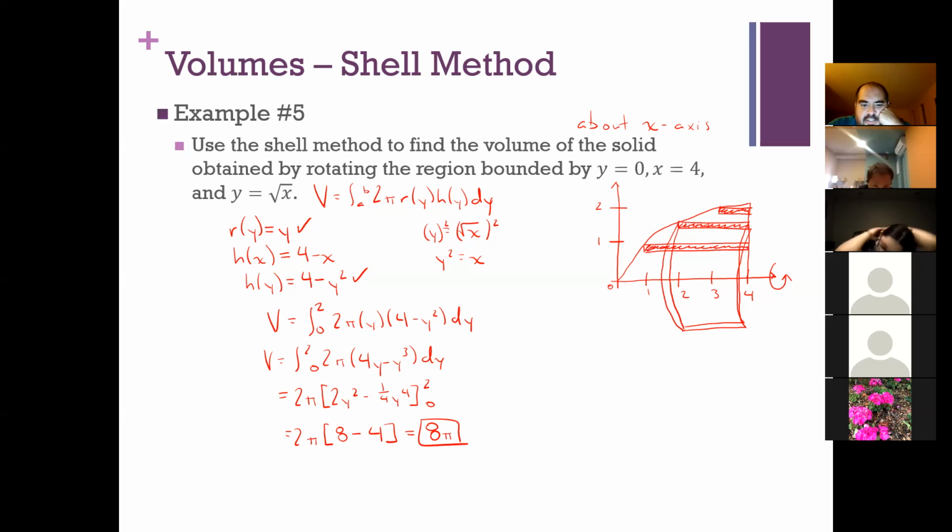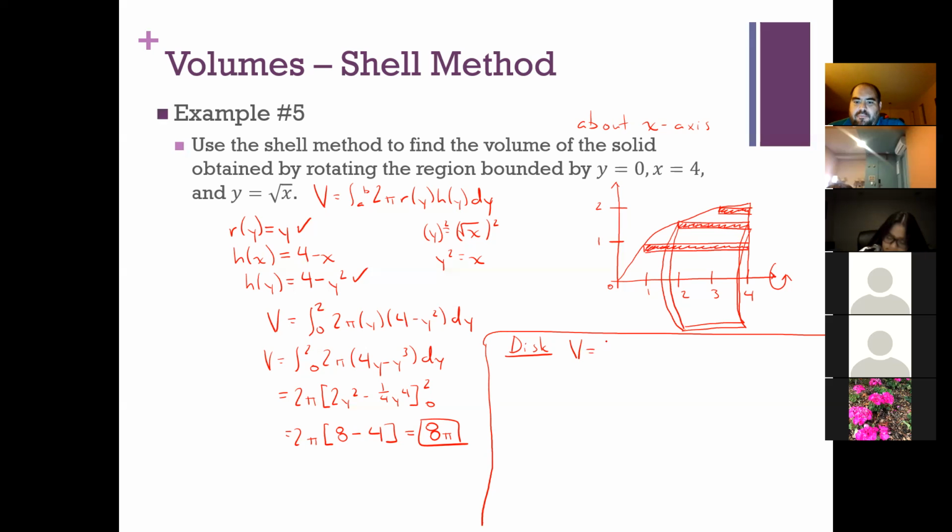So reflecting on this, now that we've done it using the shell method, could we have done it using the disk method? I'm going to accelerate a little bit here, but let me make a section of these notes. Let's say I wanted to find the same volume using the disk method. Remind you of that integral.